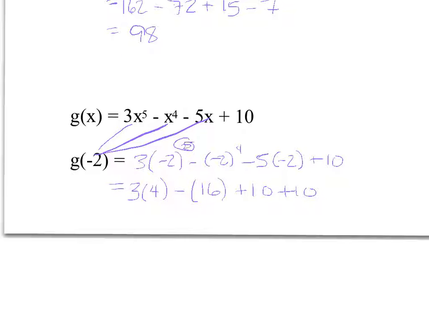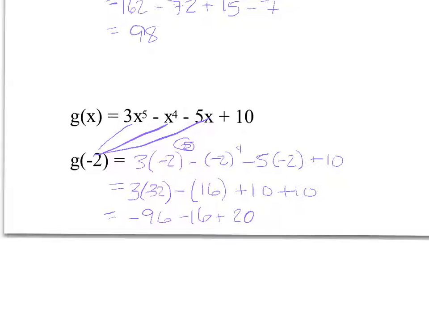This is supposed to be a 5, isn't it? So let me do some erasing here. Alright, so that's supposed to be a 5, not a 2. So I'm going to go back. This is times negative 32 then, because negative 2 to the 5th is negative 32. Alright, then we have 3 times negative 32 is negative 96 minus 16 plus 20.